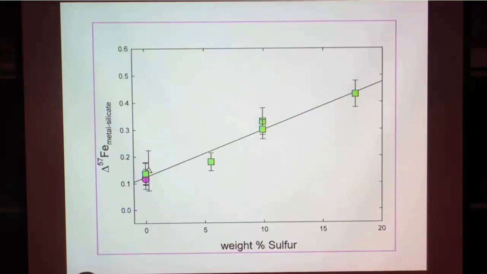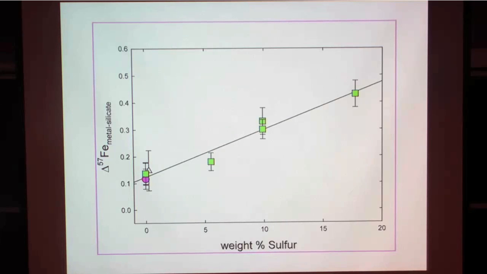Okay, so that's DFT calculations. What about experiments? As I mentioned before, there are different variables that we can change in the lab that will give us different constraints on which variables are more important for isotope fractionation. And one of them is composition.